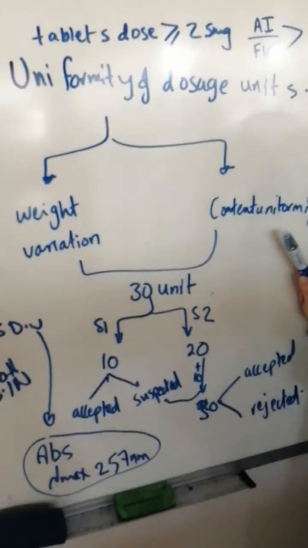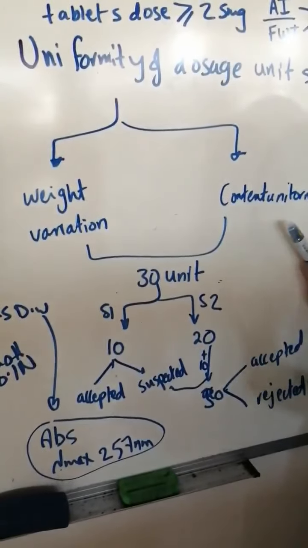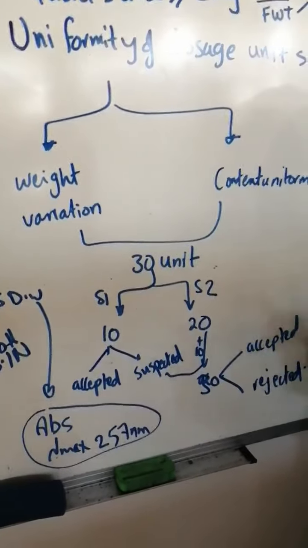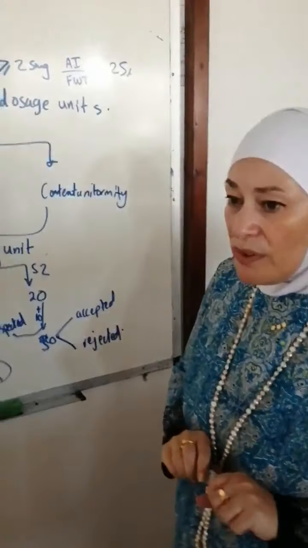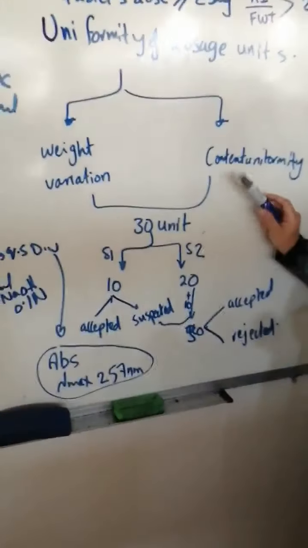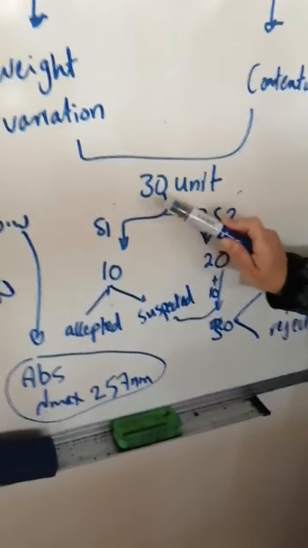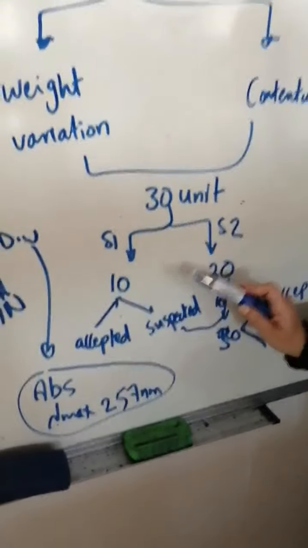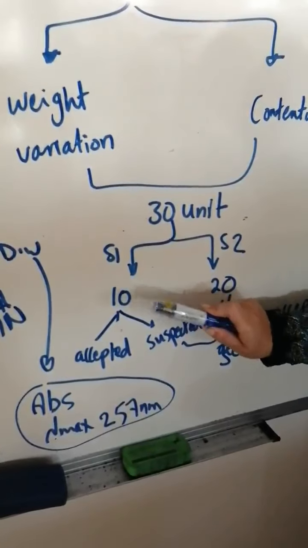Today we are going to talk about the assay that is good for these two tests. We are going to make a test on Rivanil tablets, paracetamol tablet, 500 milligram paracetamol. Whatever the test is, we are going to select randomly 30 units, and that will be divided in two stages. Stage 1, only 10 units.